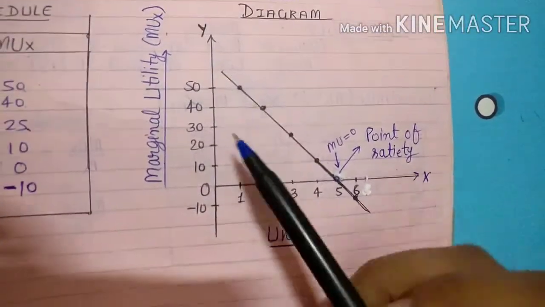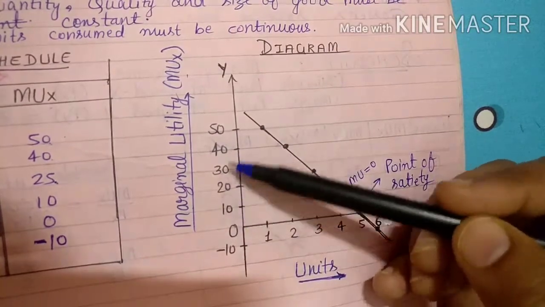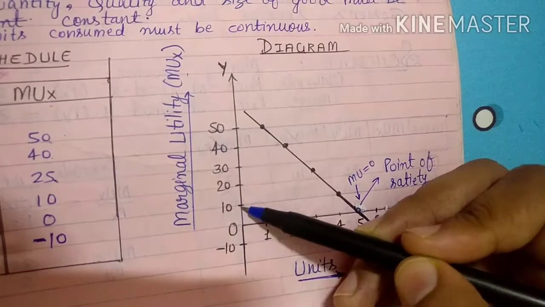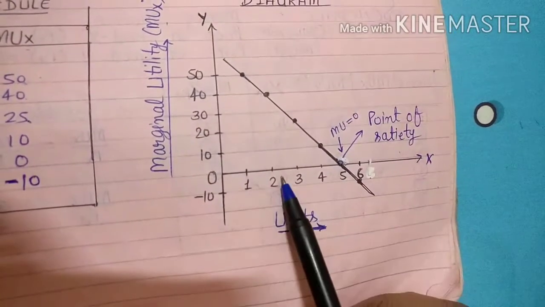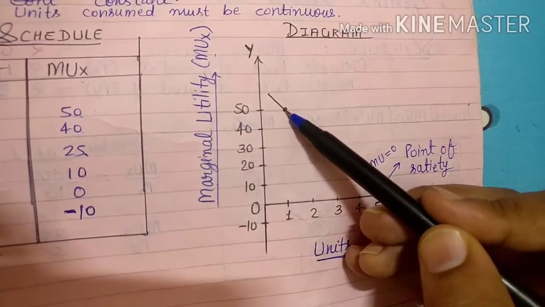Okay. So here you can see I have taken 50, 40. I have taken 0. I have to take equal class intervals, equal widths: 0, 10, 20, 30, 40, 50. Here 1, 2, 3, 4, 5, 6. So in the first unit I am getting 50 utils.